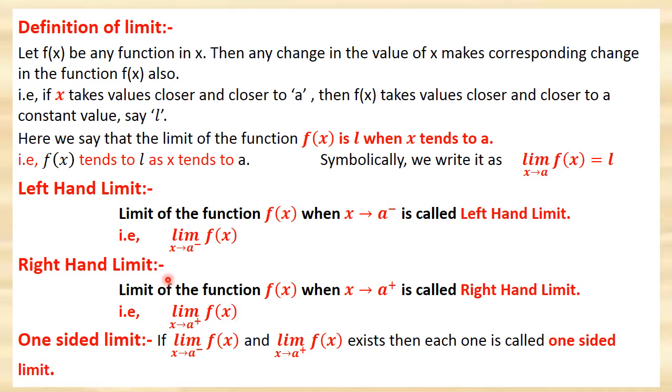Now if both of these, that is limit x tends to a minus f of x, the left hand limit, and the right hand limit exist, then each one is called what? One-sided limit.